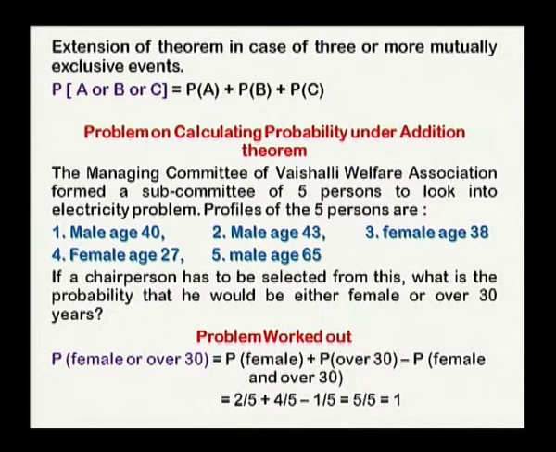Now, we discuss how this problem is worked out. P of female or over 30, P that is for probability, is equal to probability of female plus probability of over 30 minus probability of female and over 30. In this way, 2 by 5 plus 4 by 5 minus 1 by 5 is equal to 5 upon 5, and that is equal to 1.